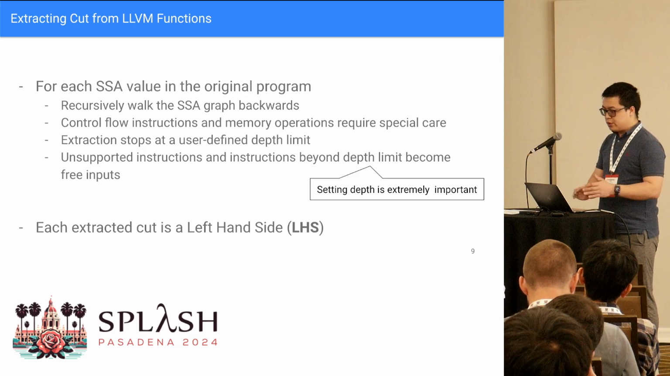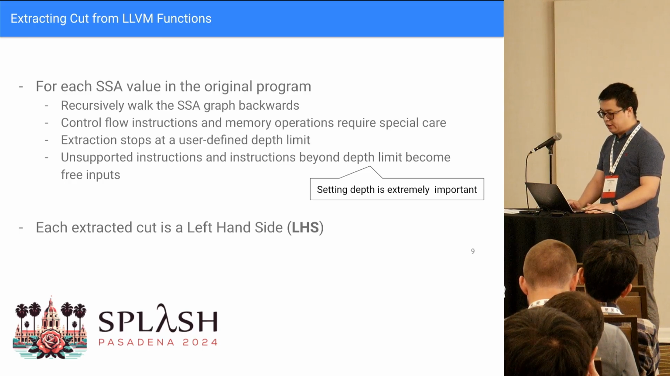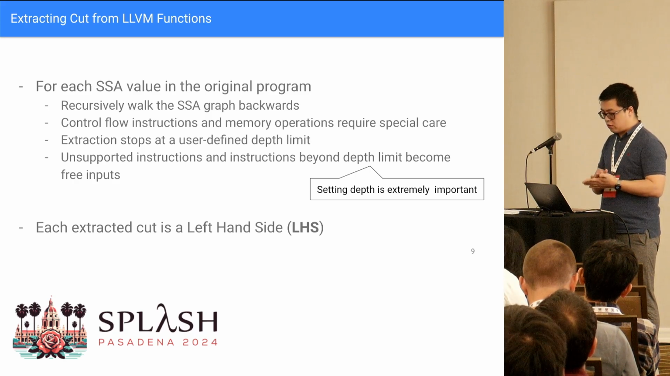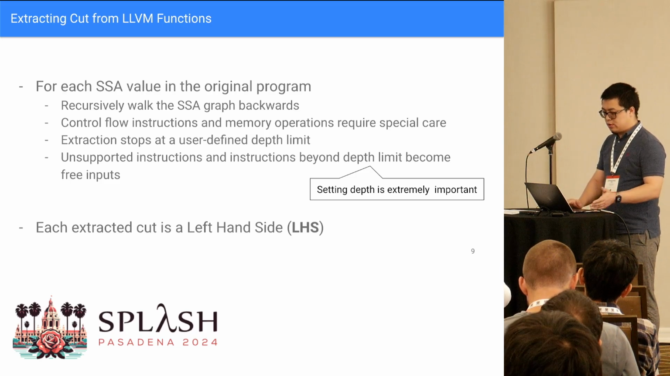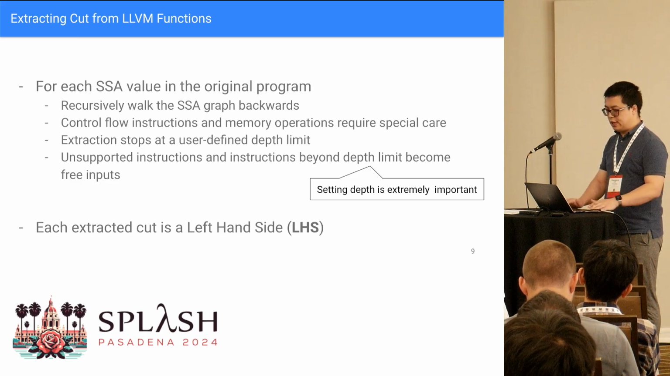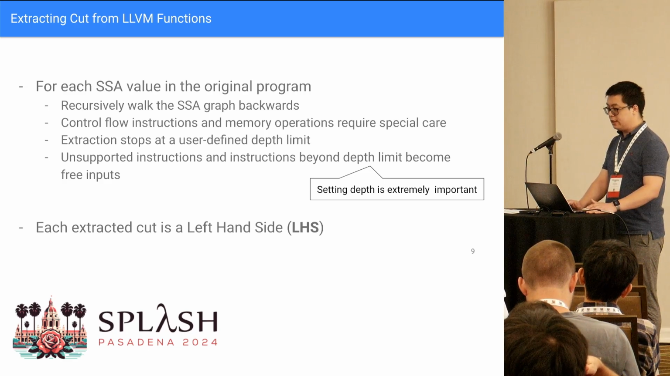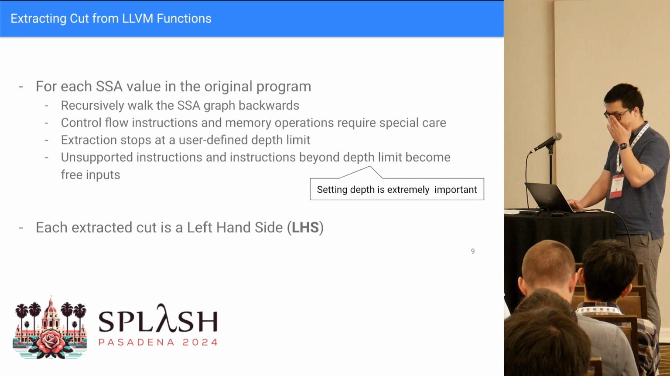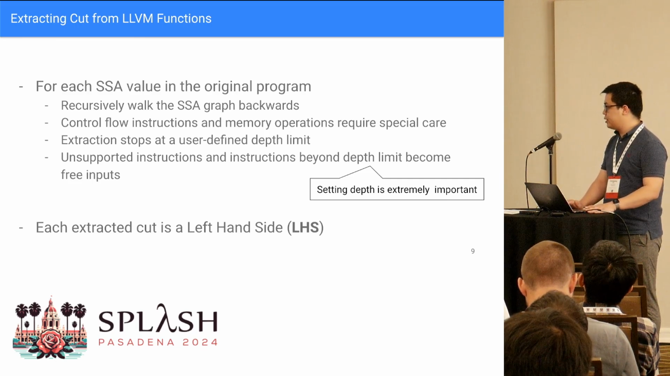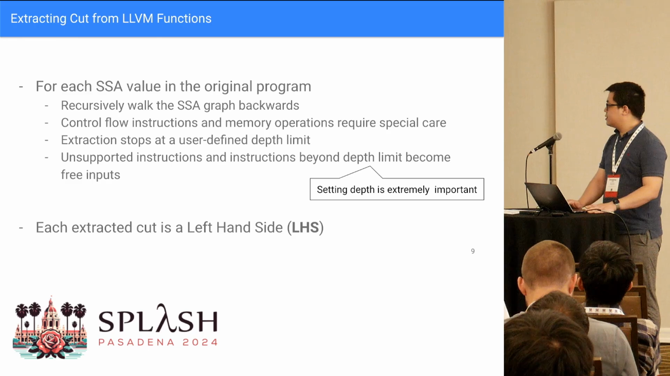Our extraction algorithm stops at certain user-defined limits. All the values or operations that are unknown to the synthesizer or beyond the user-predefined depth limit are listed as free variables. Here, setting the depth limit is crucial to the performance of our superoptimizer, and please refer to our paper for our extensive discussion on this topic. And finally, we call each extracted cut a left-hand side.